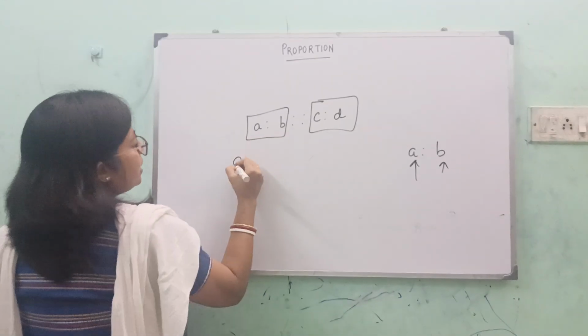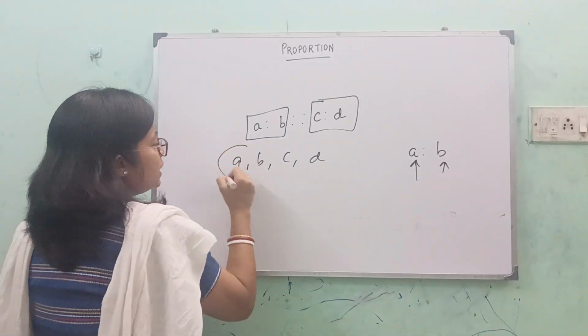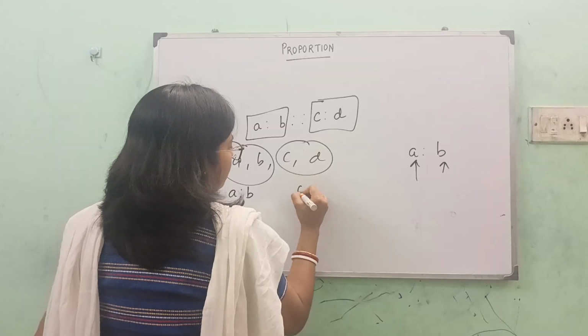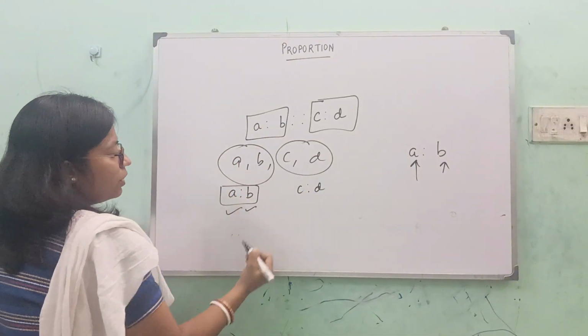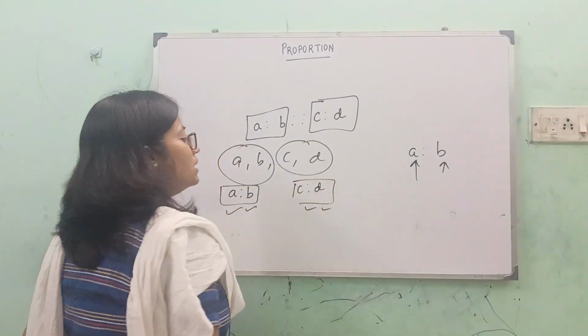Why? Because when A, B, C, D are said to be in proportion, the first two terms make a ratio, and the other two terms make another ratio. So since they are forming a ratio, they should be of the same kind, and since they are forming a separate ratio, they should be of the same kind.